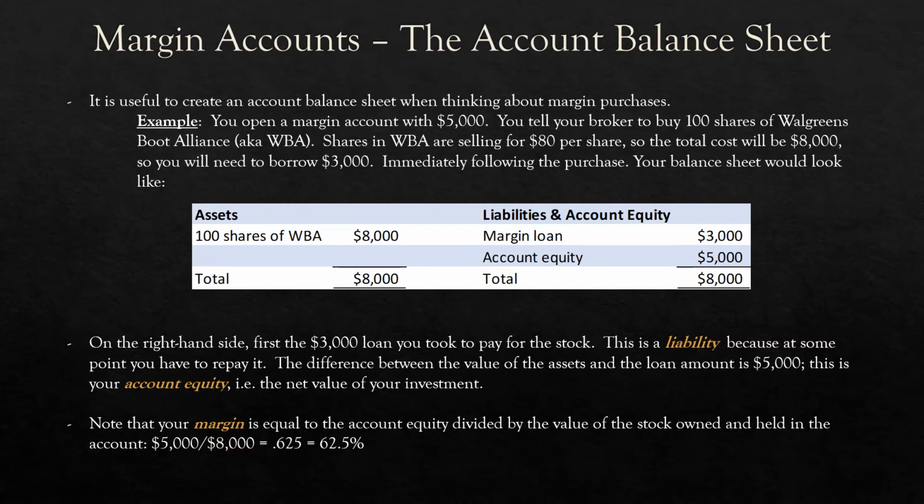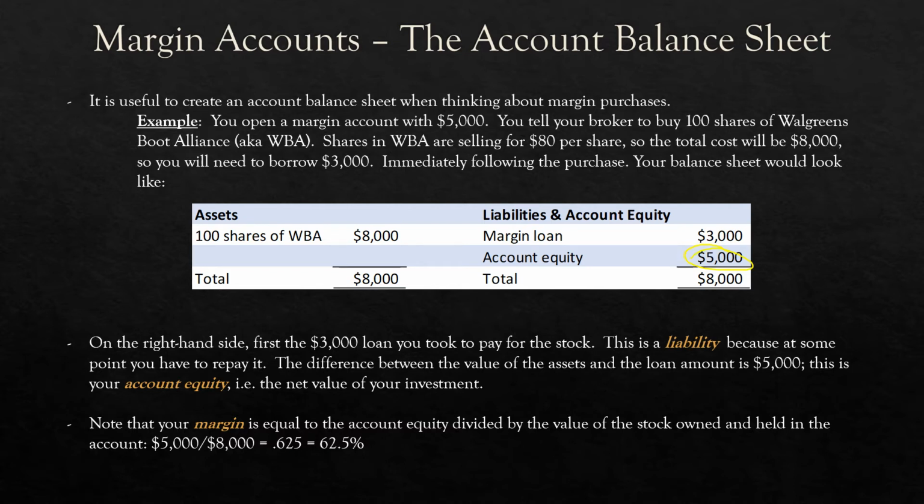So in this example that we set up here, right in the middle of the page, you open a margin account with $5,000. You tell your broker to buy 100 shares of Walgreens Boot Alliance, also known as WBA. The shares in WBA are selling for $80 per share. So the total cost will be $8,000 for those 100 shares. So you need to borrow $3,000 because you opened that margin account with $5,000.